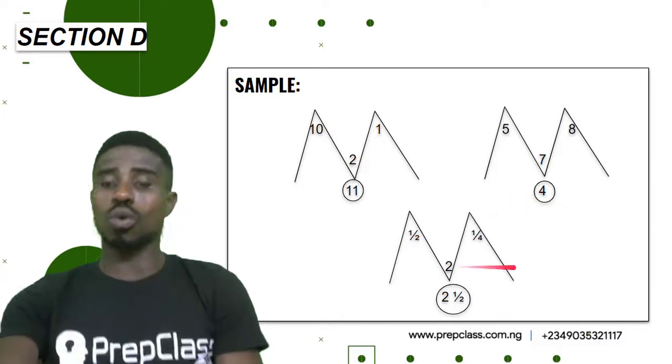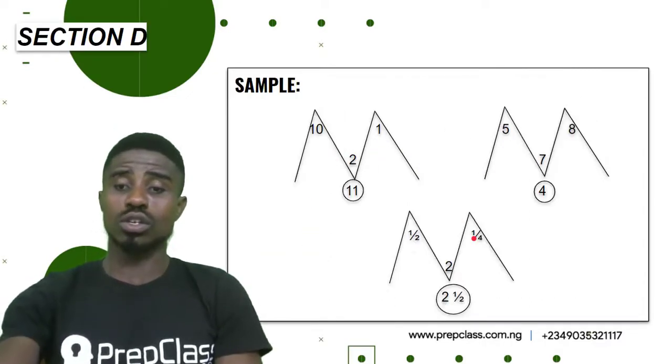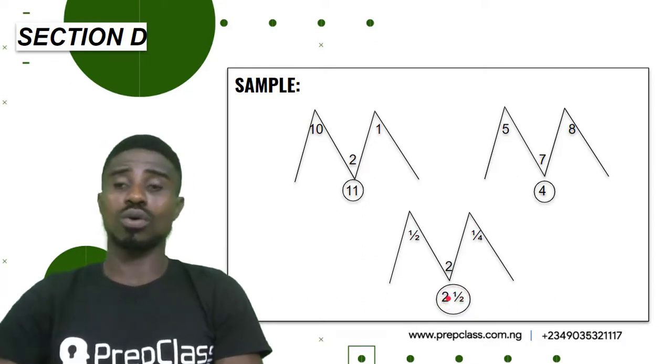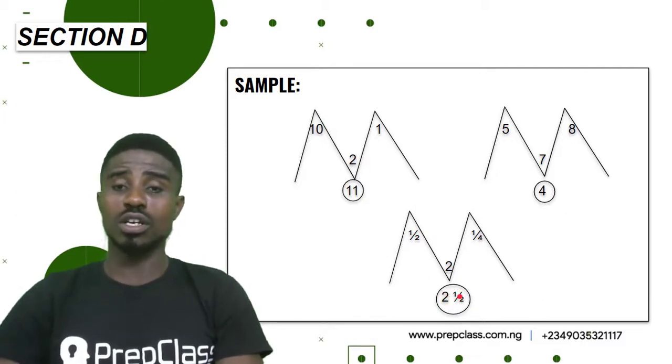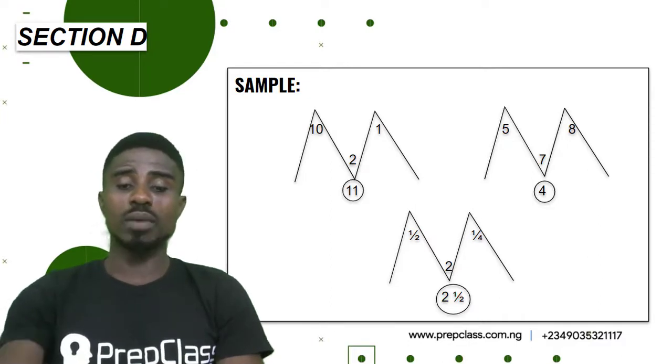So the next one, 1.5 plus 2 is 2.5. So 2.5 minus 1 over 4 ought to give us 2 whole number 1 over 4. So the answer that ought to be here should be 2 whole number 1 over 4. So that might be a typo or a mistake from the question. So with this understanding, we'll be solving questions 15 to 18. Let's try them out.